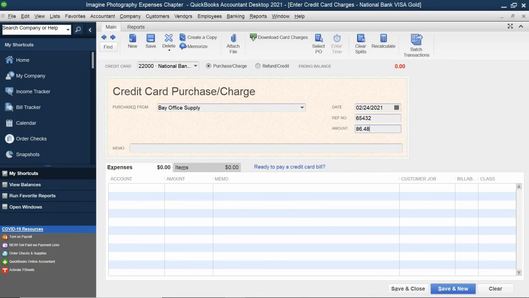Okay? And what did we buy? We decided to buy printer ink. Okay? So memo, printer ink for San Jose. Okay?